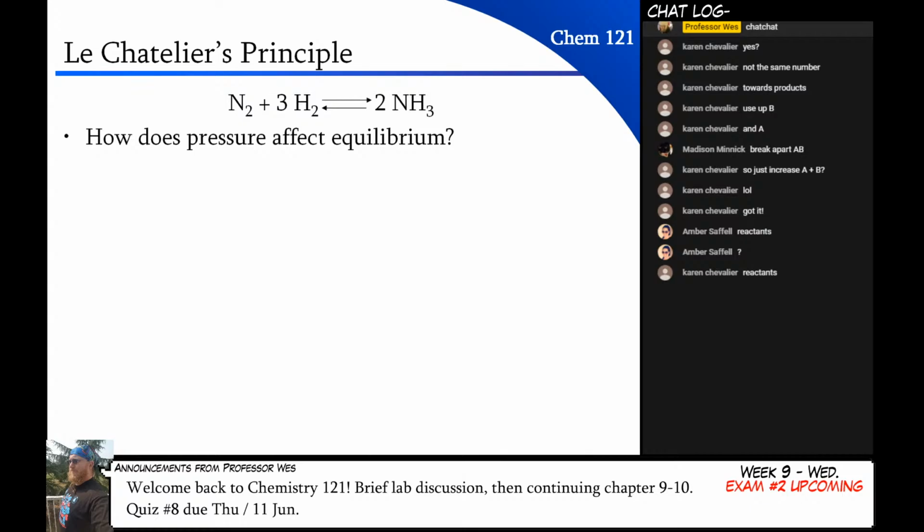if this was in a container like this, these numbers tell me how many particles there are available. And the number of particles is related to pressure, because you remember the gas law. PV equals nRT. If n goes up, P must go up. In my container, let's suppose that I have this amount of each substance.